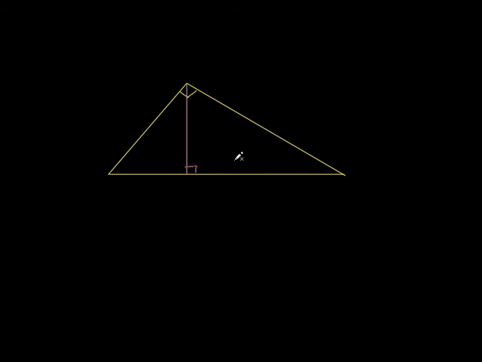Okay? Watch what I'm going to do here. Let's put this next part in blue. I'm going to call this side A. I'm going to call this side B. And I'm going to call this side H for height. Is that okay? Alright, this is A, B, and the height.